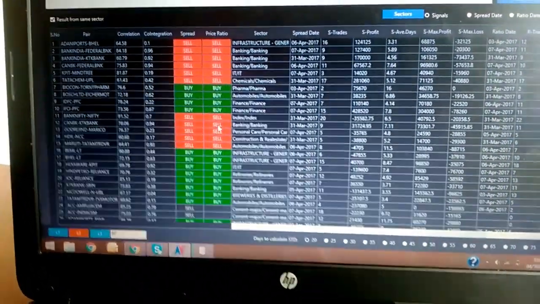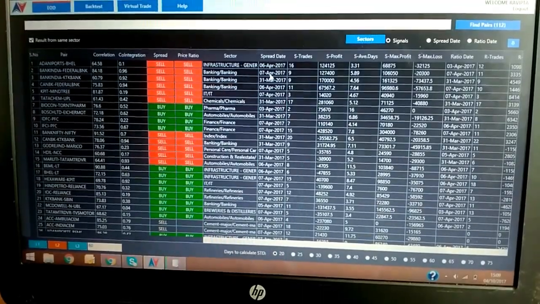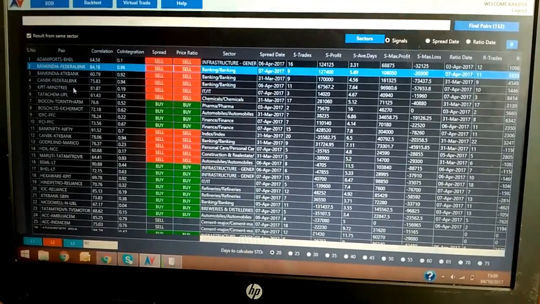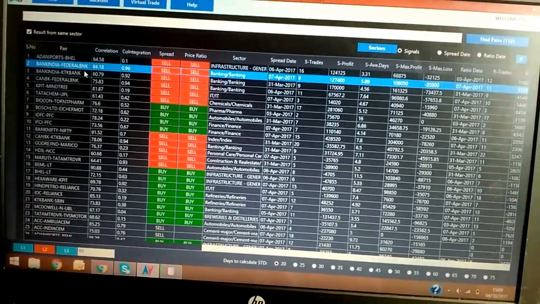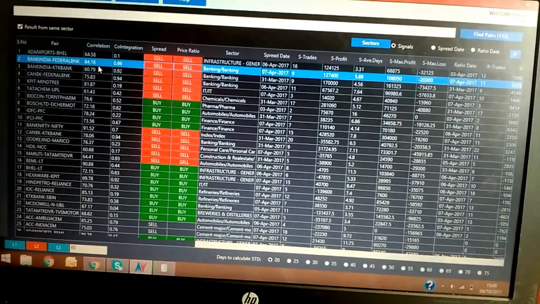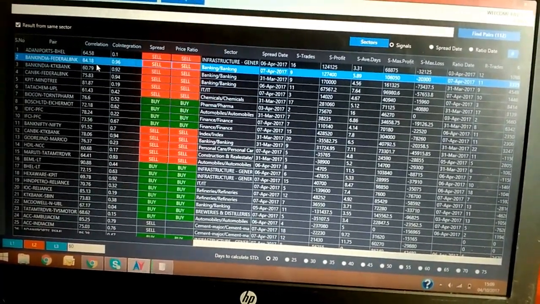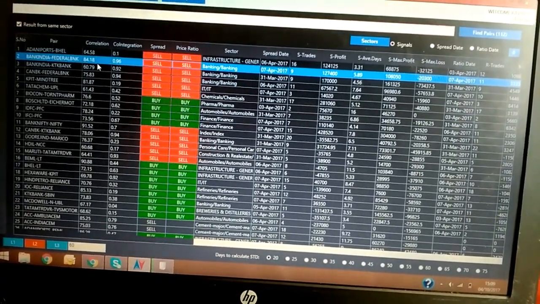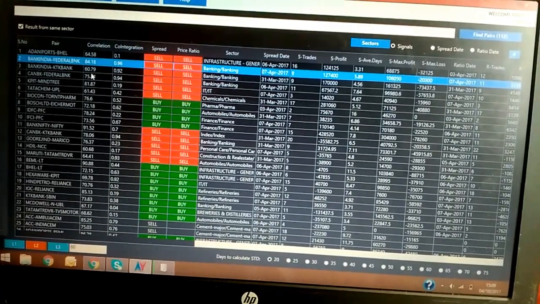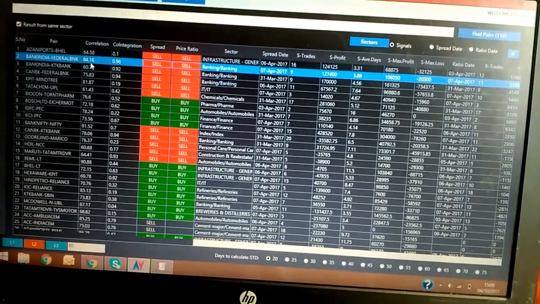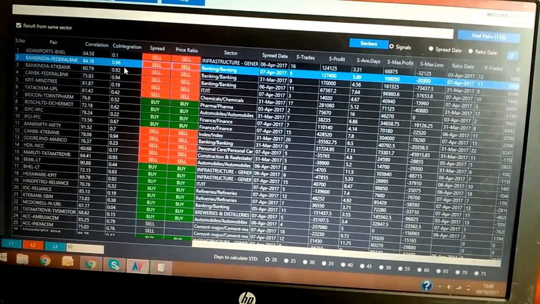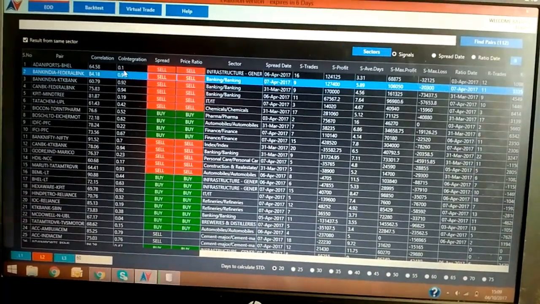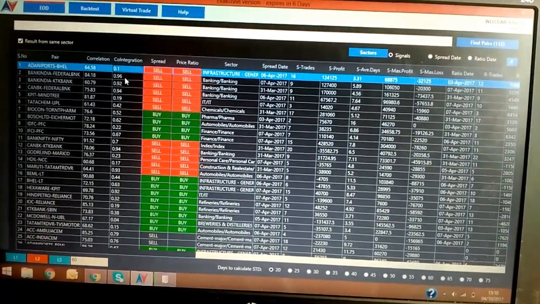Okay, let's see one of the pairs. For example, we got a pair dated 7th, Bank of India and Federal Bank. Here the correlation is 84.18. If the correlation is nearby 100, it's stronger compared to a pair where correlation is farther from 100. For example, 60.79 is less strong than 84.18. In the same way, when you see co-integration, the nearer it is to 0, the stronger the pair. For example, 0.10 is stronger than 0.96.